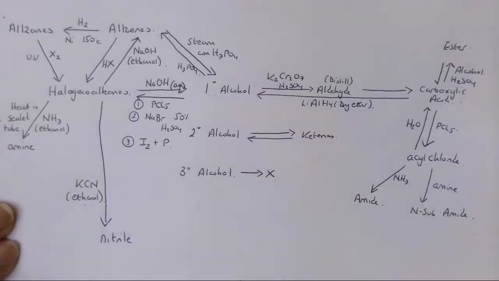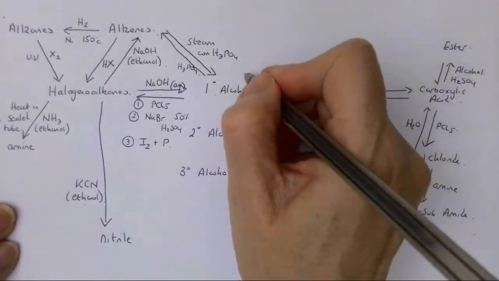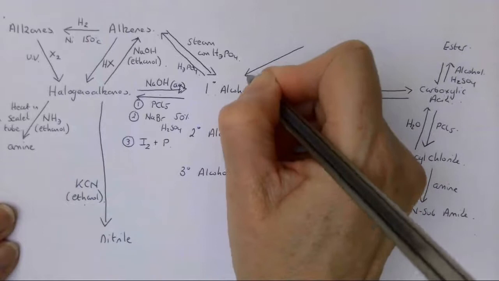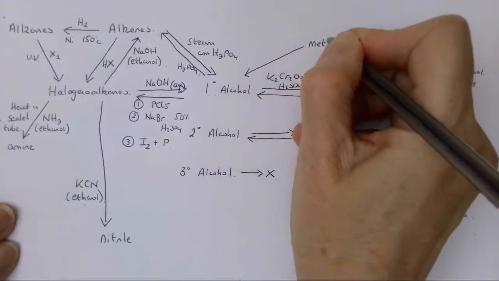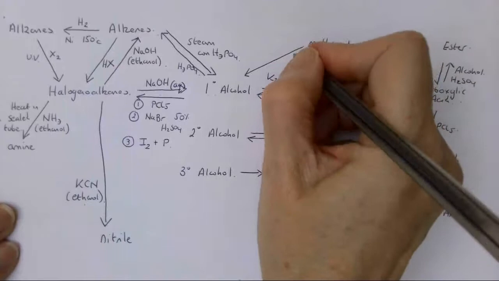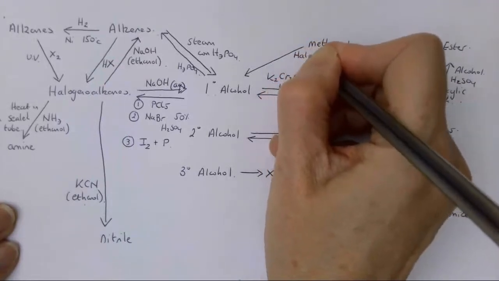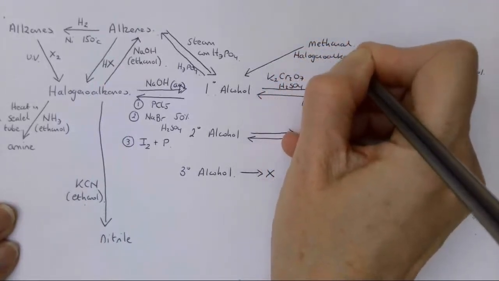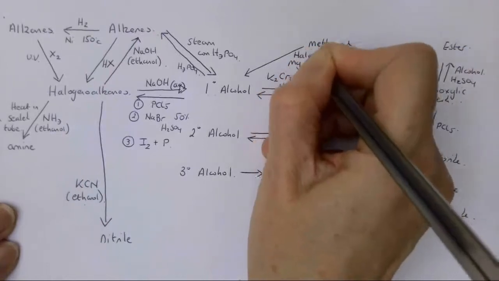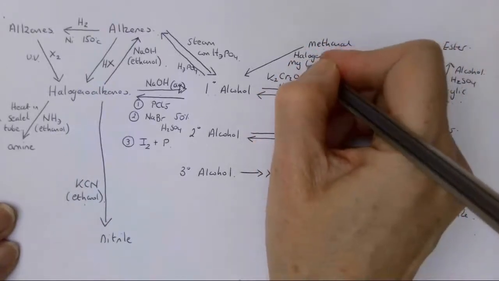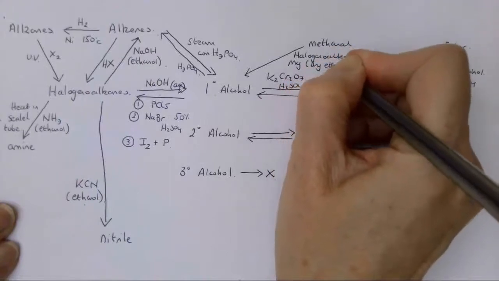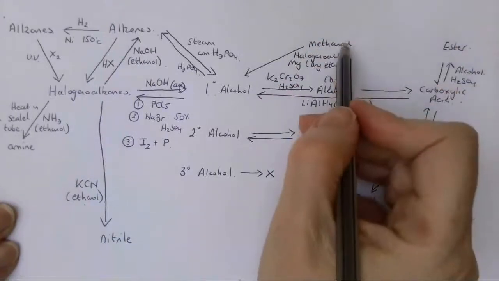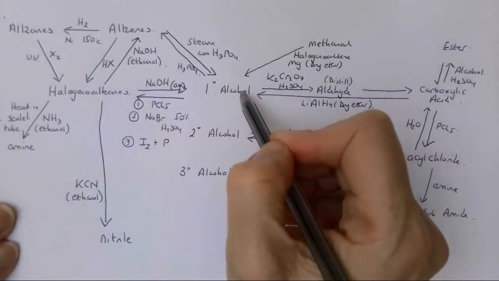Okay, there are a few more things to add on, and these are ones that quite a few of you missed off on your diagram. Firstly, the Grignard reagents. I can make a primary alcohol by reacting methanal and adding a halogenoalkane and magnesium. Those two we have to react in situ in dry ether. That makes my Grignard reagent. Then I can react it with methanal to make my primary alcohol.